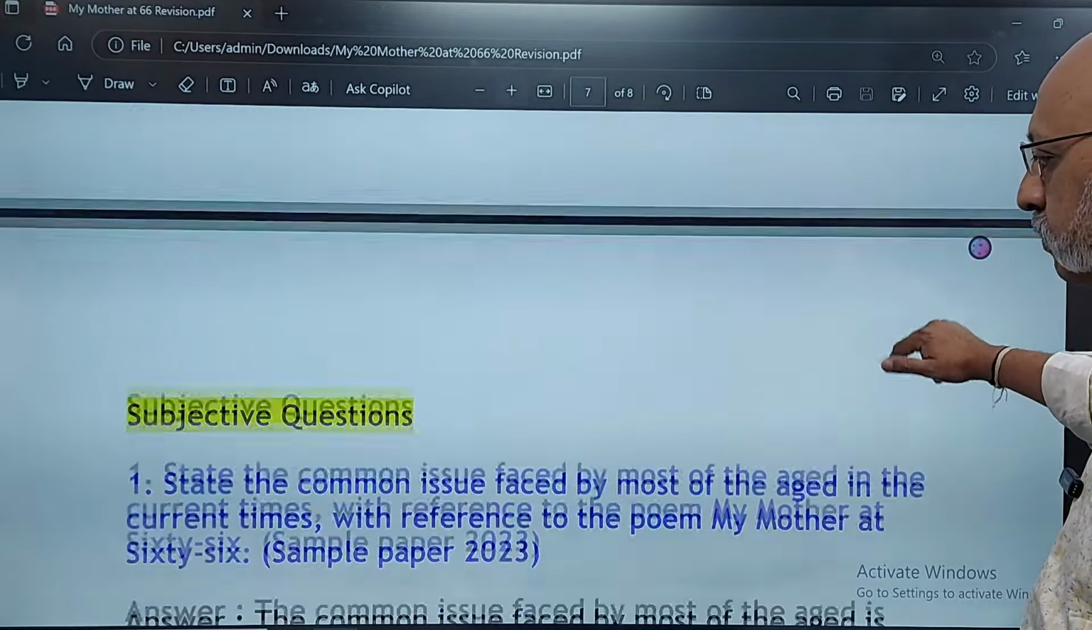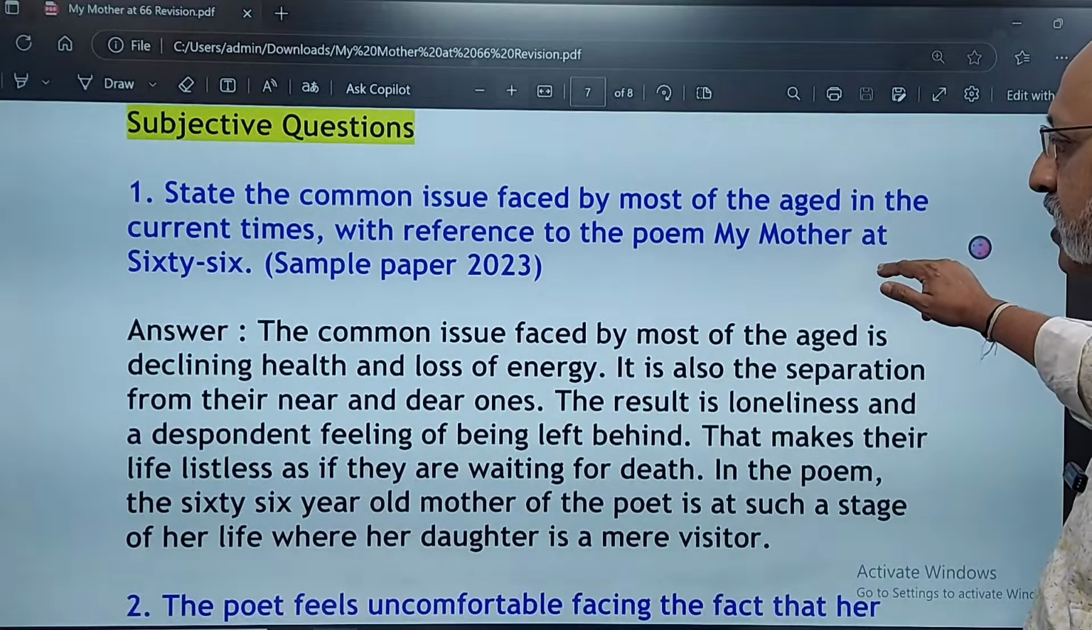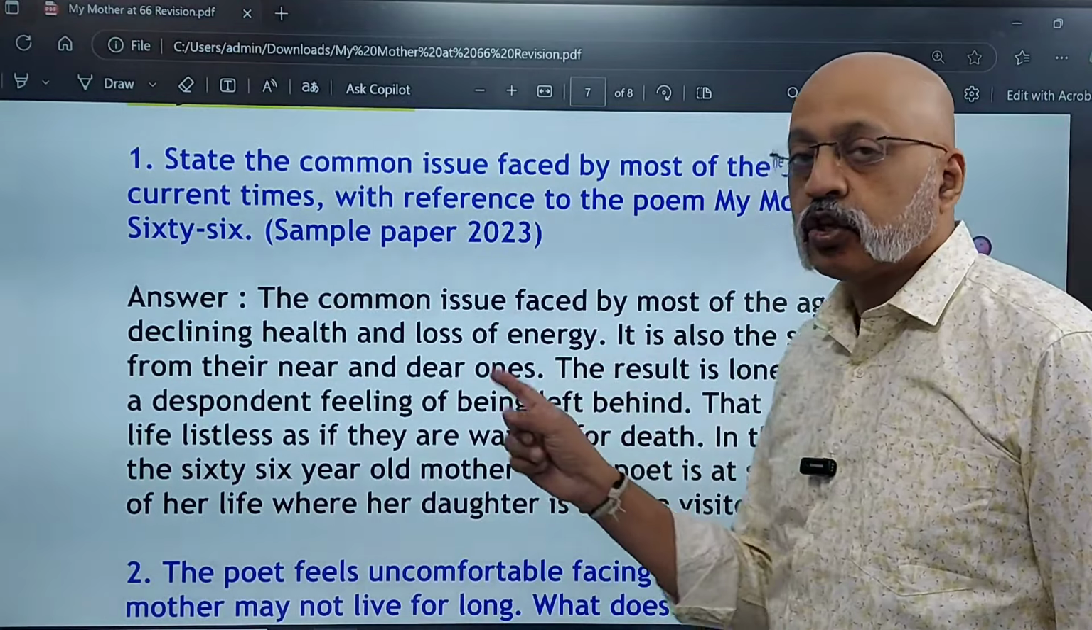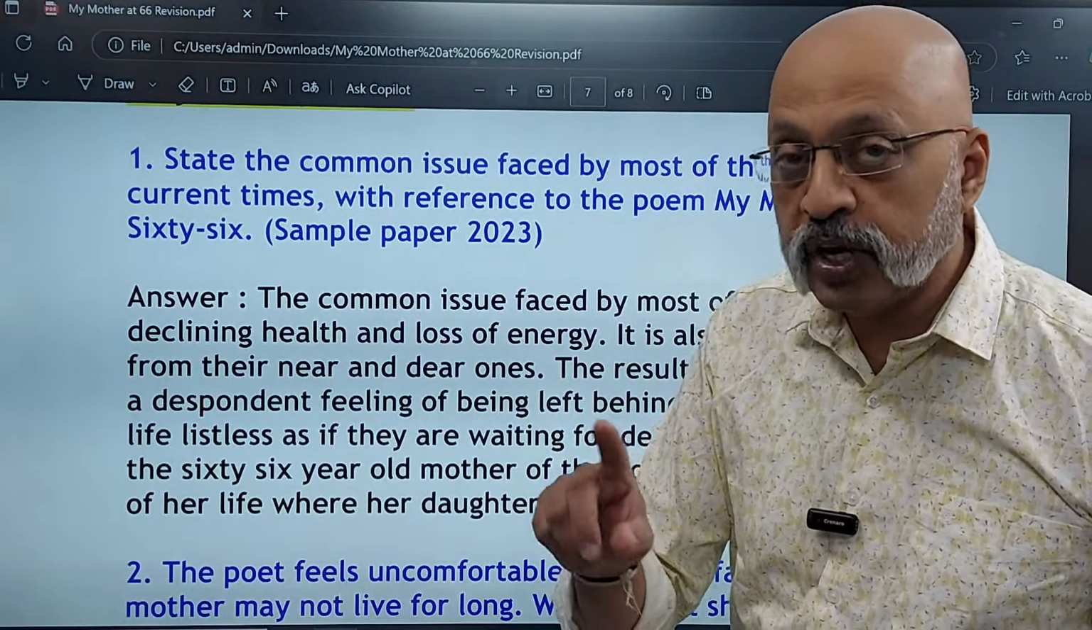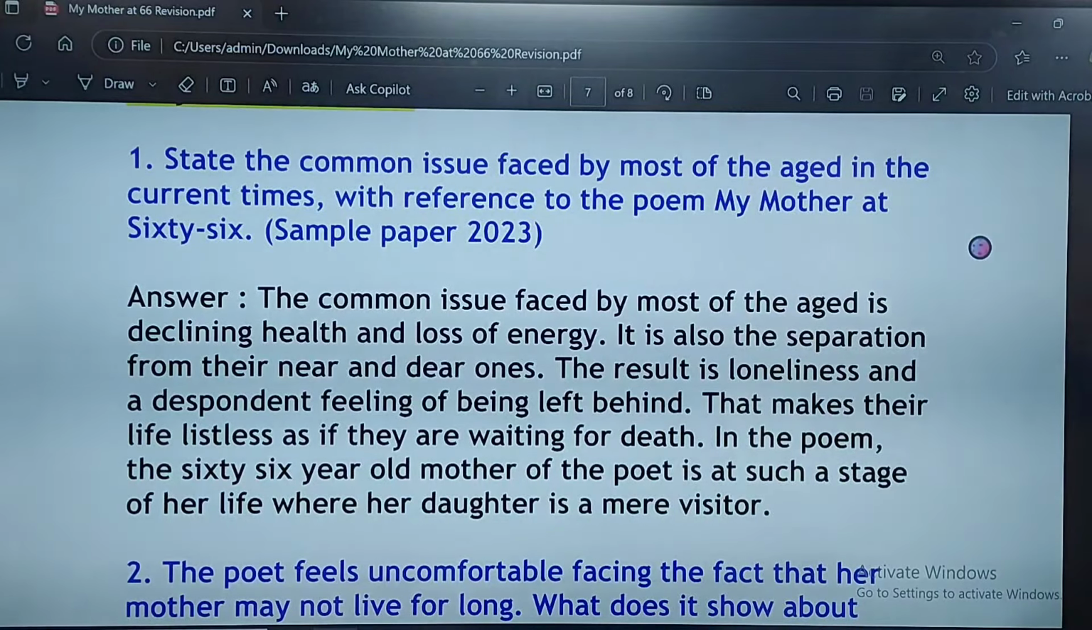Let's look at some subjective questions that I've written. This is from the sample paper of 2023. State the common issue faced by most of the aged. Now you see here, it's talking about a general statement, so you need to be careful with that. The common issue faced by most of the aged is declining health and loss of energy. It is also the separation from their near and dear ones.